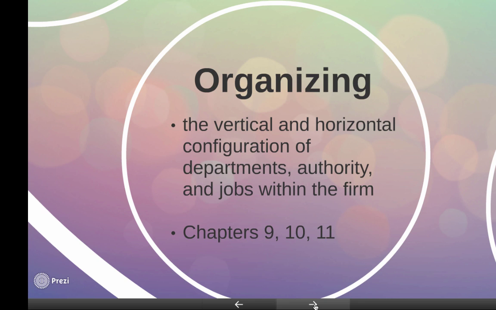And as managers, we need to think of the optimal way to organize our business, to give authority, to break up work. And so in chapters 9, 10, and 11, we'll be talking about various aspects of how we can organize the business for optimal efficiency and effectiveness.